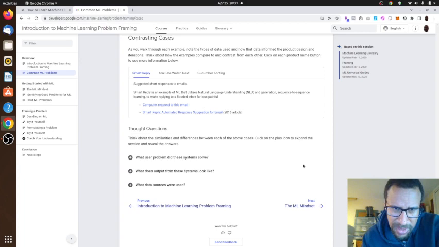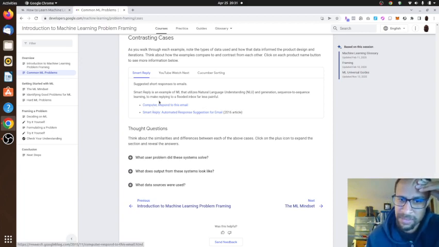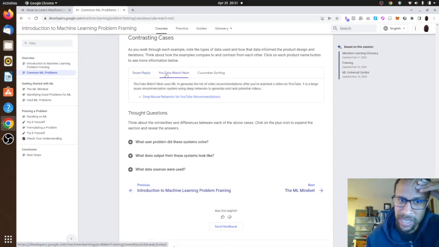Smart Reply is an example of an ML that utilizes natural language understanding. Generation things. Respond to an email. That's useful. YouTube Watch Next. That feature. What to watch next. It's a neural network, DeepMind thing. Basically a recommendation engine for video. See, that's YouTube, it's owned by Google, so there you go.